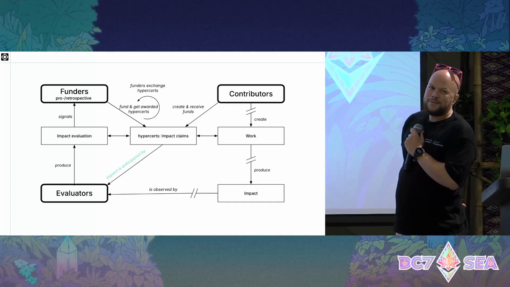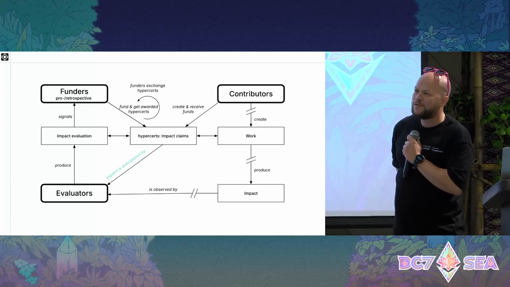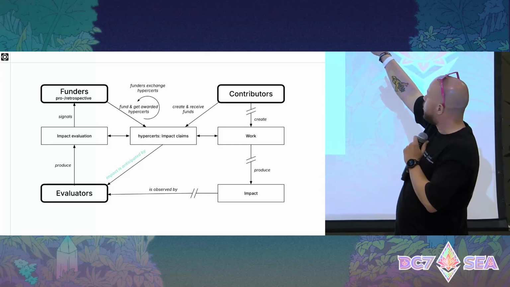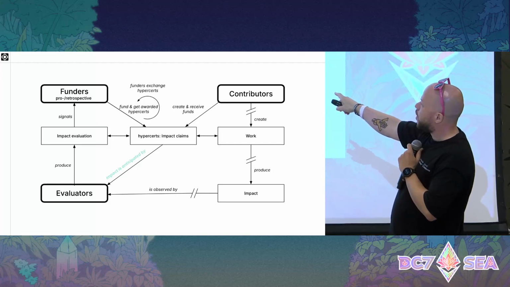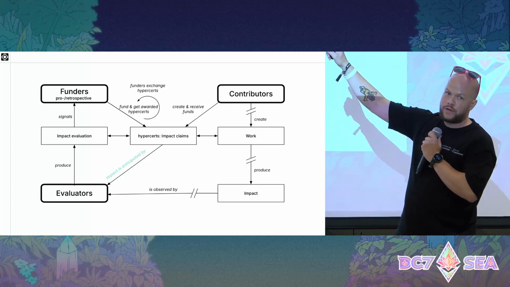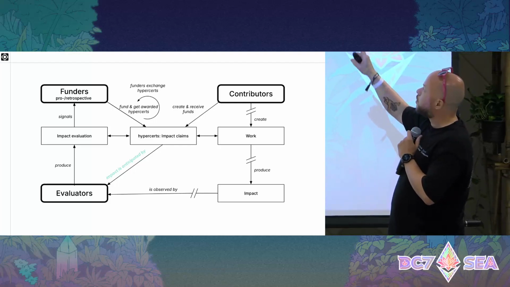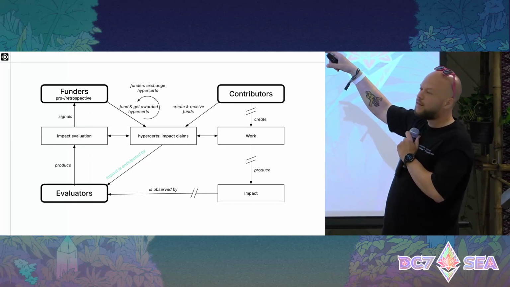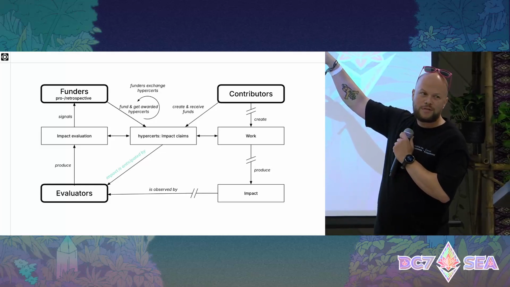So how does it work? This is a big picture. I'm going to dissect this picture over the next few slides. We're going to have a look at the contributors that we already mentioned, the impact that they create, the hypercerts that represent that work, the evaluators, and the funders. What I'm going to do is I take a little component, I tell you why we do this, and I tell you how we do this. And then at the end, we should have the whole picture together again.